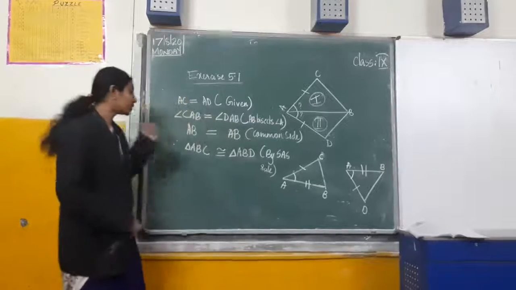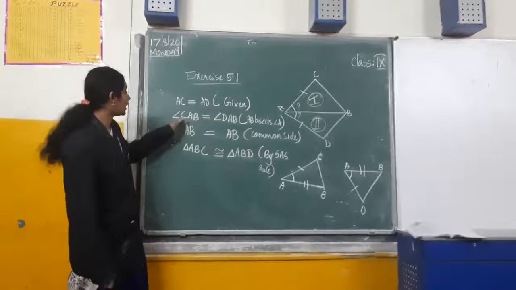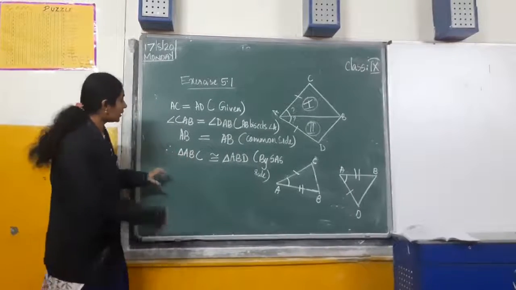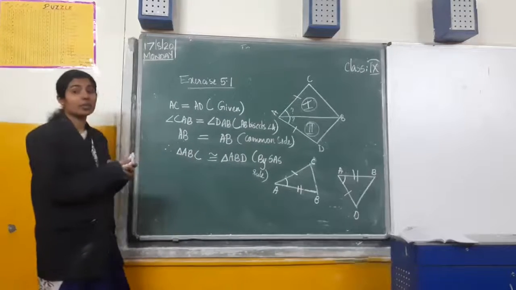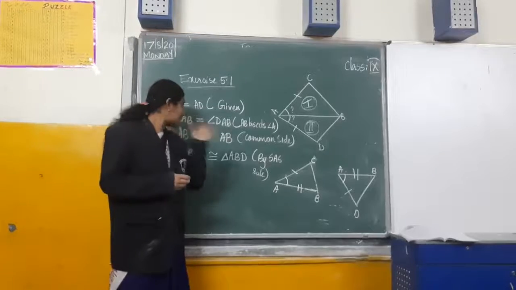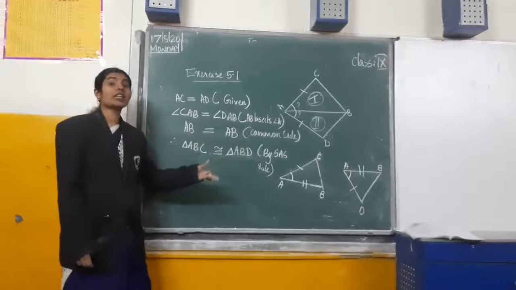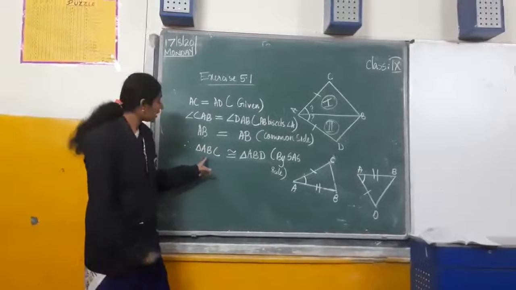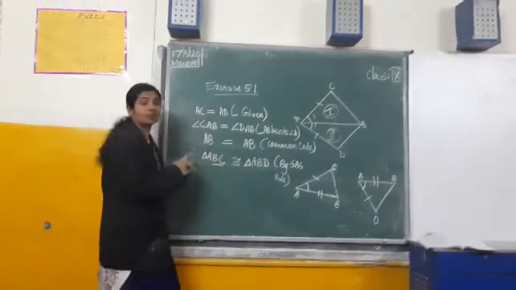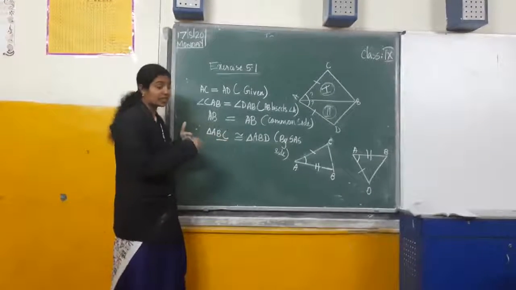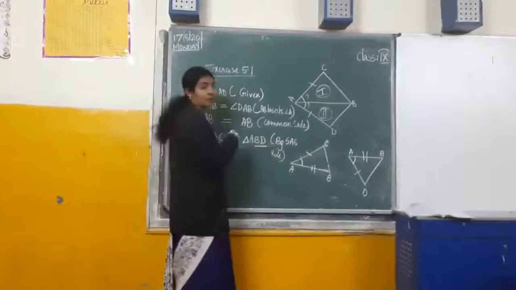So by SAS rule, what can you say? Triangle ABC is congruent to triangle ABD. And what about BC and BD? I have said that if two triangles are congruent, their corresponding sides and corresponding angles are all equal. So here, what about BC? For the first triangle, the side BC corresponds to BD.